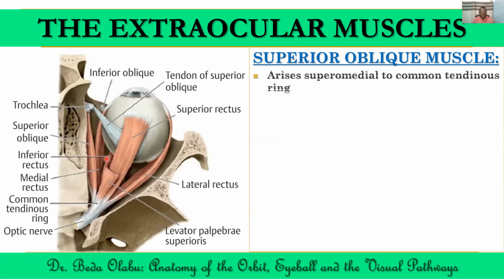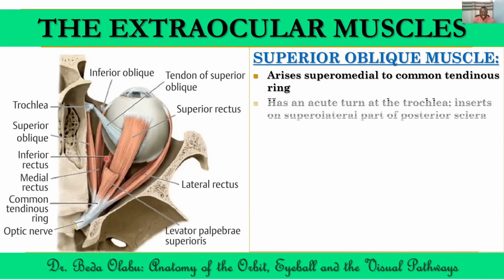All right, now we can talk about the two obliques. We'll start with the superior oblique, then inferior oblique. The superior oblique arises from the superomedial corner of the tendinous ring. It has an acute turn anteriorly, and the point of turn is what we call the trochlea. It's actually a pulley for its tendon with a synovial sheath.